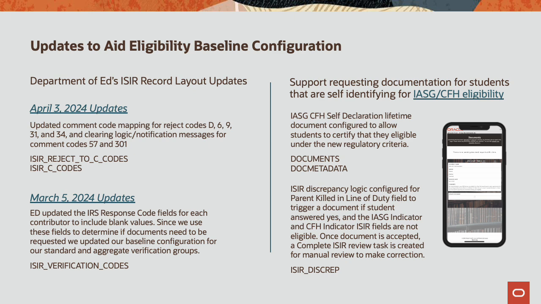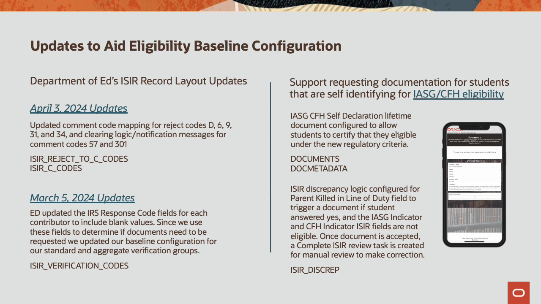Ed also published late updates on March 5th, which updated the IRS response code fields for each contributor to include blank values. Since we use these fields to determine if documents need to be requested, we updated our baseline configuration for standard and aggregate verification groups. Your school may have already made these changes as we posted the logic on Cloud Customer Connect on March 6th, but it will now also be included in our delivered baseline configuration.